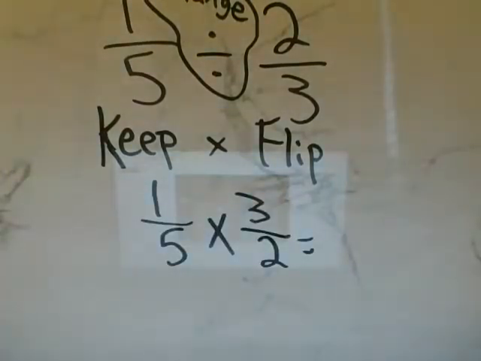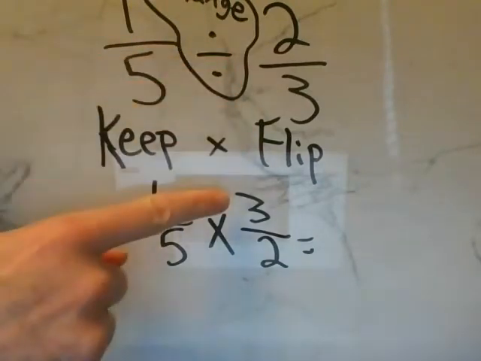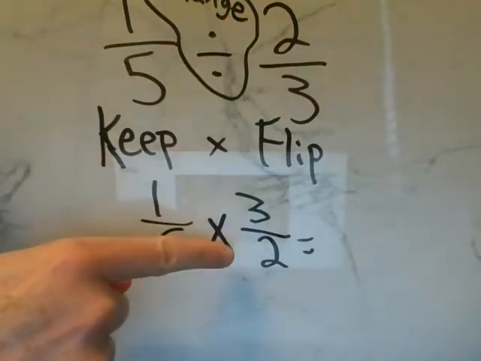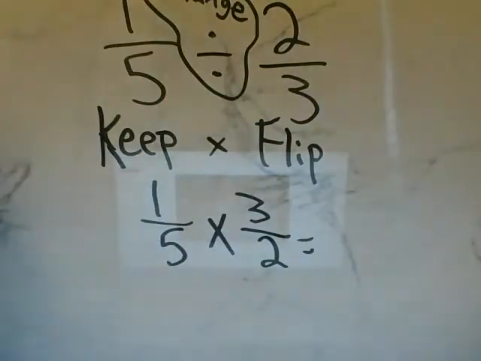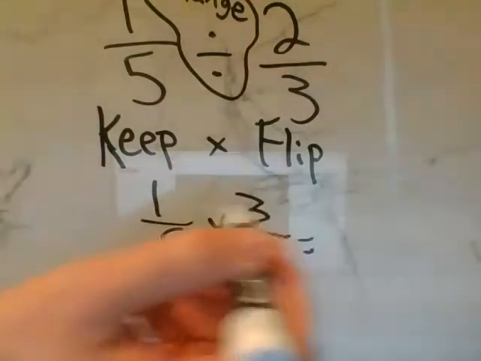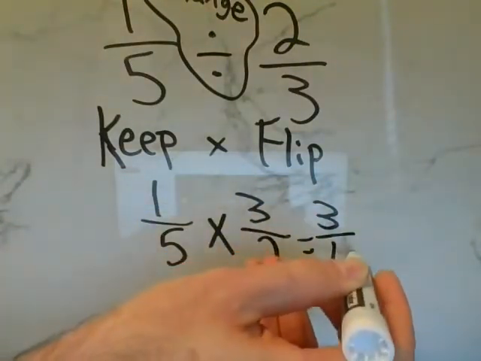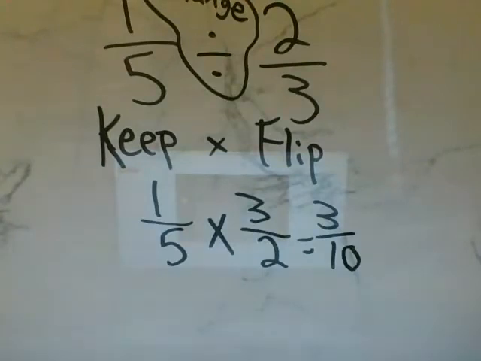So you can see what we did here. 1/5 is still 1/5. Division changes to multiplication. 2/3 now changes to 3/2. And we multiply the numerators by the numerators and the denominators by the denominators. So 3 times 1 is 3. 5 times 2 is 10. If we can simplify, then we will, but in this case, 3 is a prime number, so we can't simplify that. So your answer to this one is 3 out of 10.